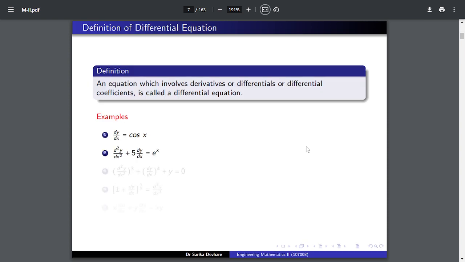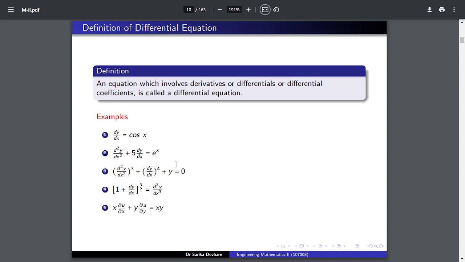Now let's take some more examples of differential equations. Look at this second example. It is a second order differential equation. Here d2y by dx square, therefore a higher order derivative is there. Next, there are some more examples of differential equations.